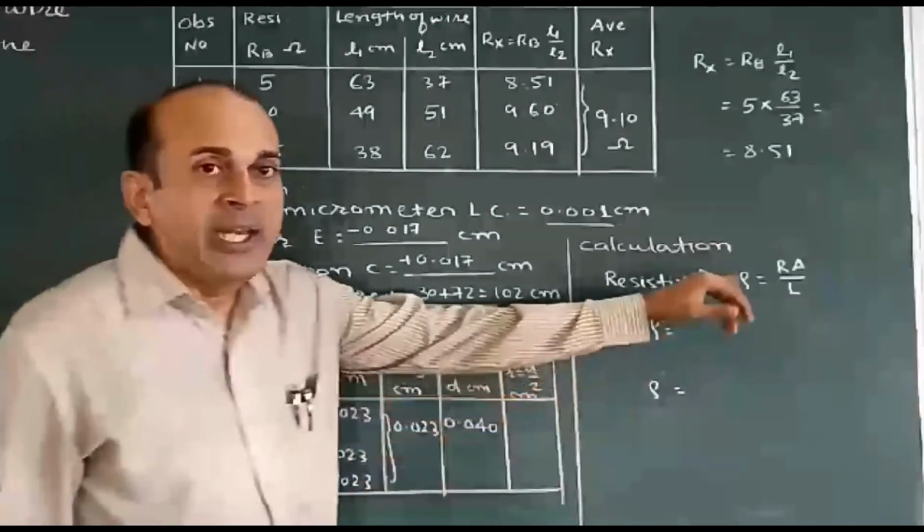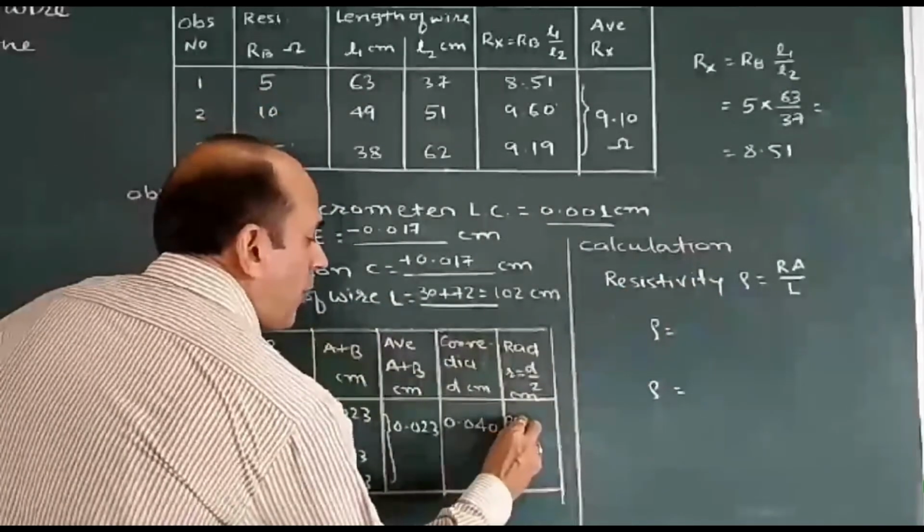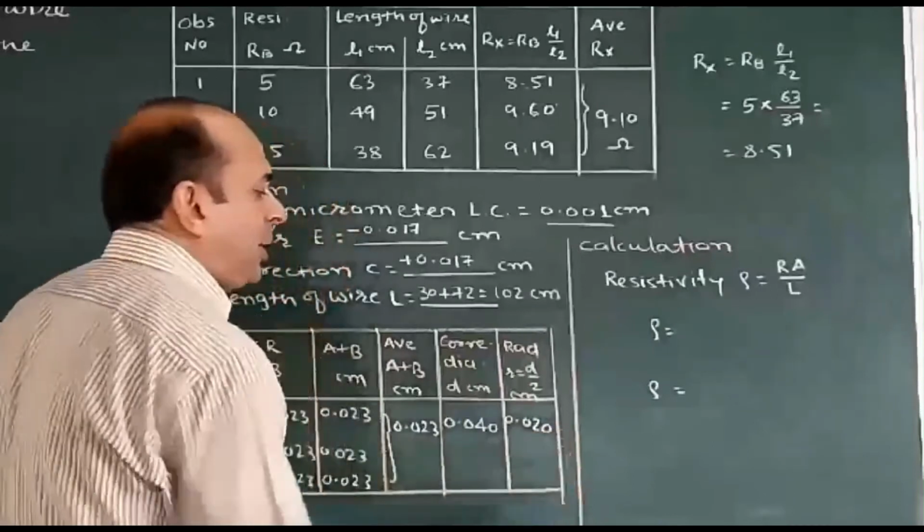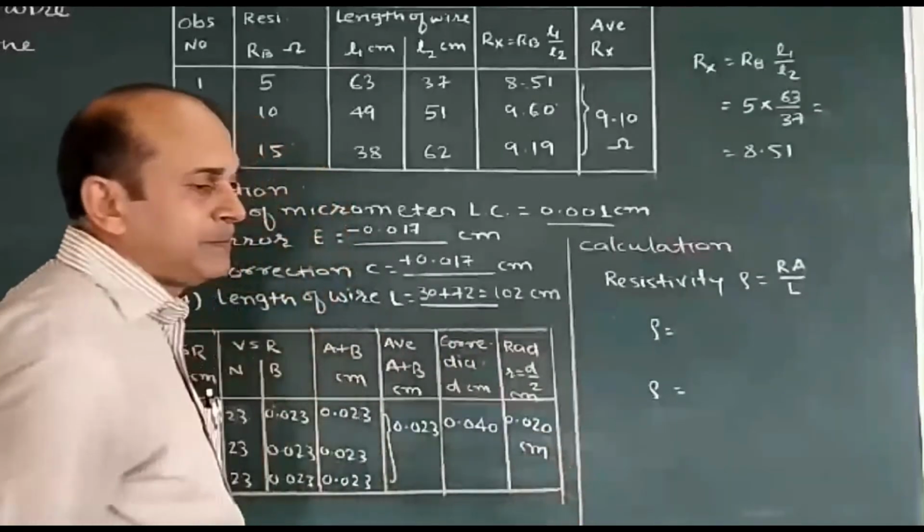But we are interested in the radius. So what is this radius? 0.02 centimeter is the radius of the wire.